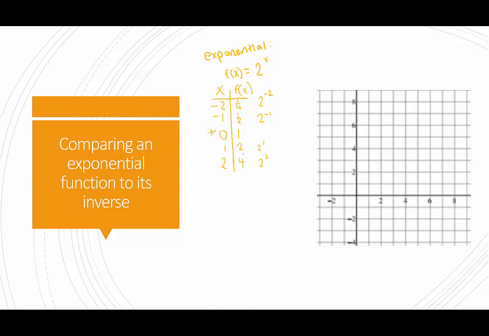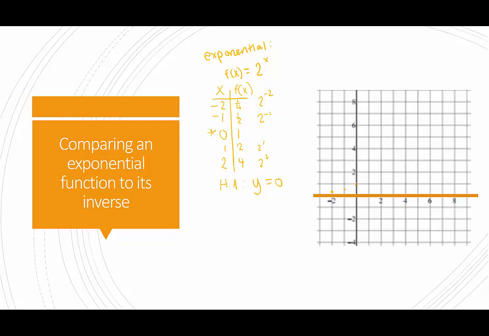So if I graph this, the one thing I'm missing that I haven't mentioned yet is the horizontal asymptote. This exponential function has a horizontal asymptote at y equals 0. So let's start with that. There's that gorgeous horizontal asymptote. Now let's graph these points. So negative 2, 1/4 will be just barely above that.